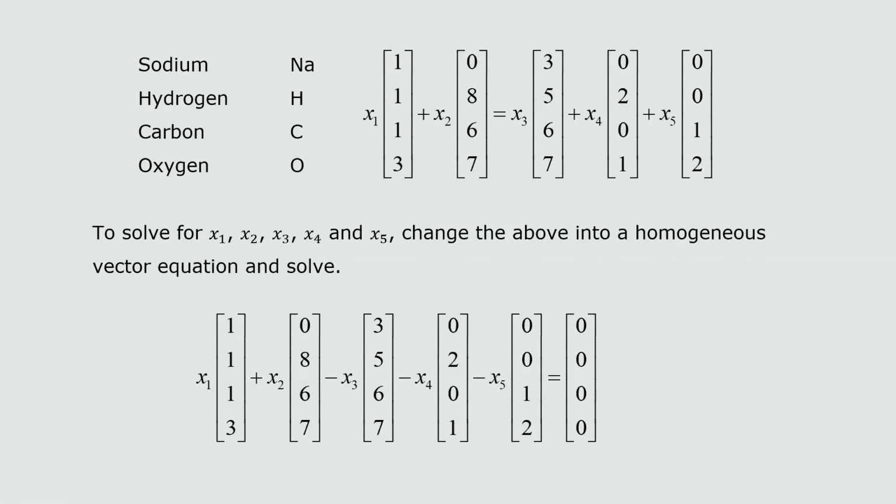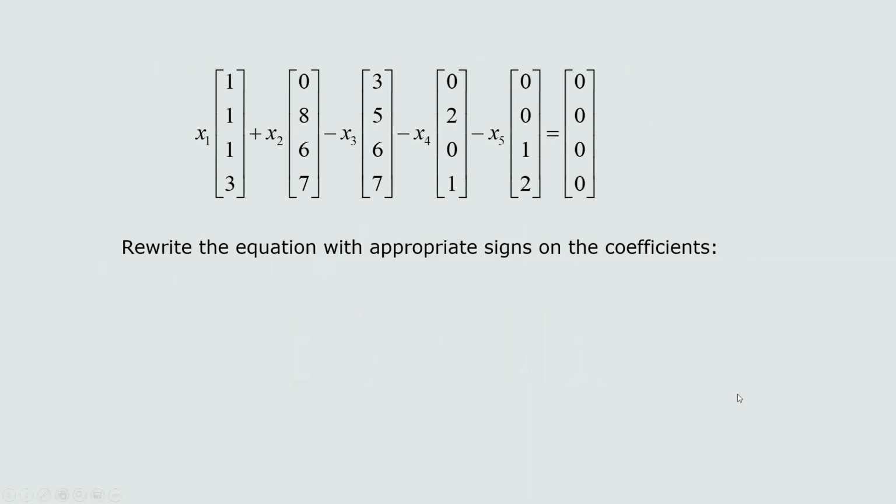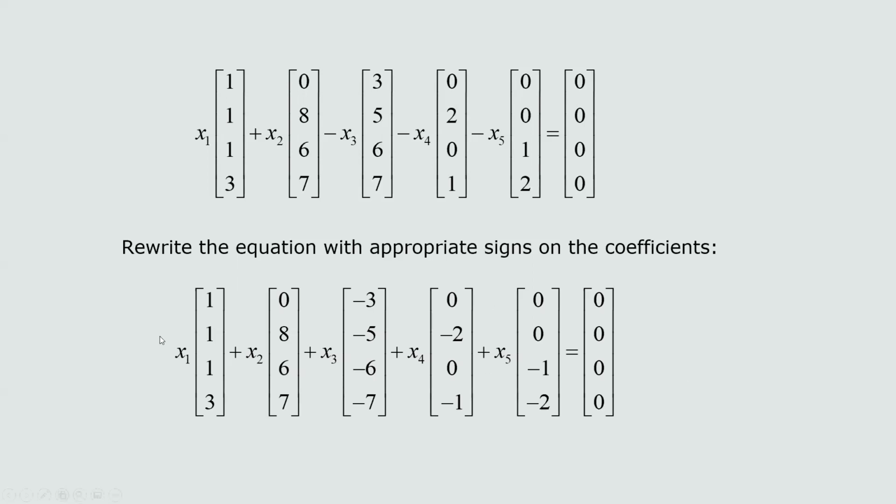Okay, now this still is not in a form where I would just plug it into an augmented matrix. I actually want the signs, those negative signs, to be on the coefficients. So inside of each vector. So I'm going to rewrite the equation with appropriate signs on the coefficients. So in other words, I should have an x1 plus an x2 plus an x3 plus an x4 plus an x5, and then the vectors will incorporate the appropriate positives or negatives.